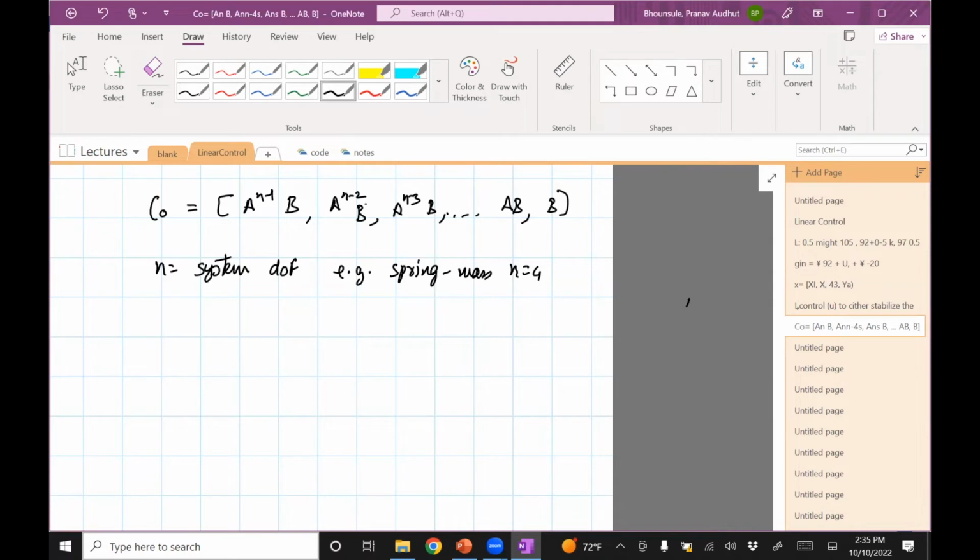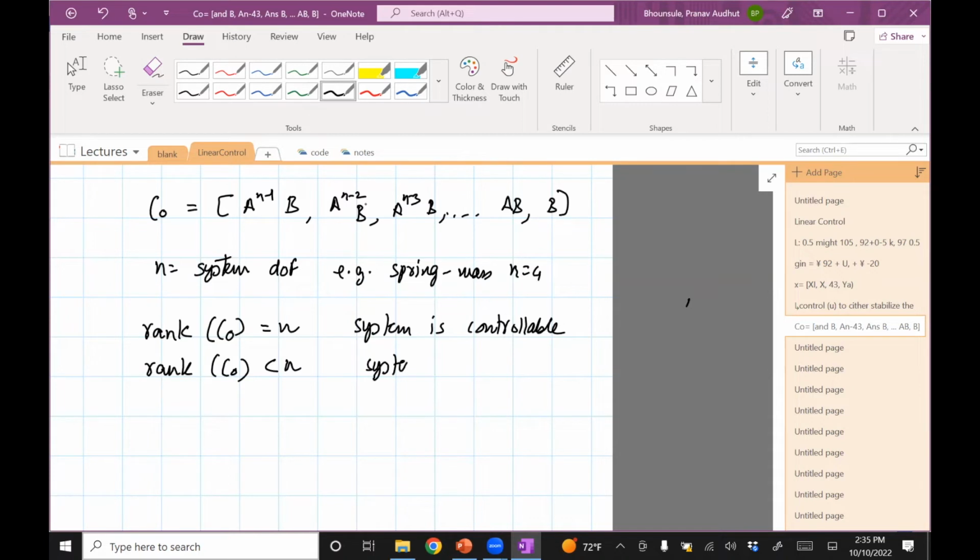So we set up this matrix. We just need A's and B's, which we've already found out. We check the rank of C0. If it is equal to n, then the system is controllable. And if the rank of C0 is less than n, the system is not controllable.